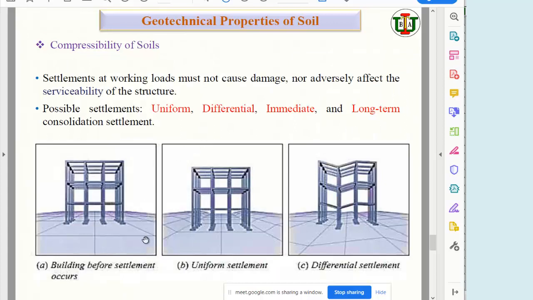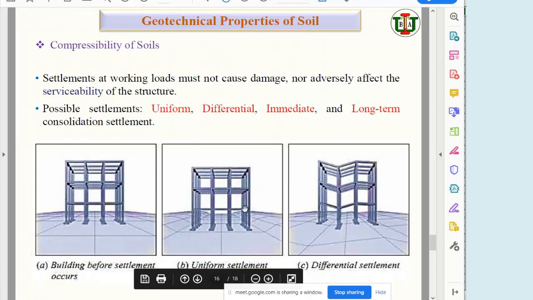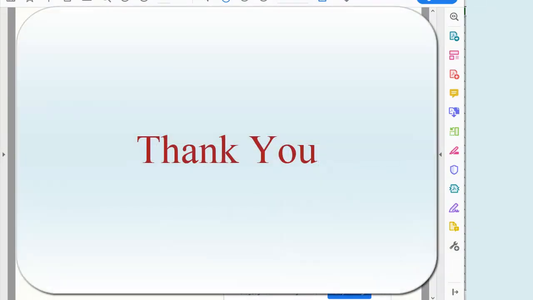There is a similar scenario before settlement occurs, uniform settlement. Have a look, the total structure settles together, but in differential settlement the structure does not settle together. There is no settlement on one side, higher settlement on another. So which one is vulnerable? Differential settlement is vulnerable. It creates failure.